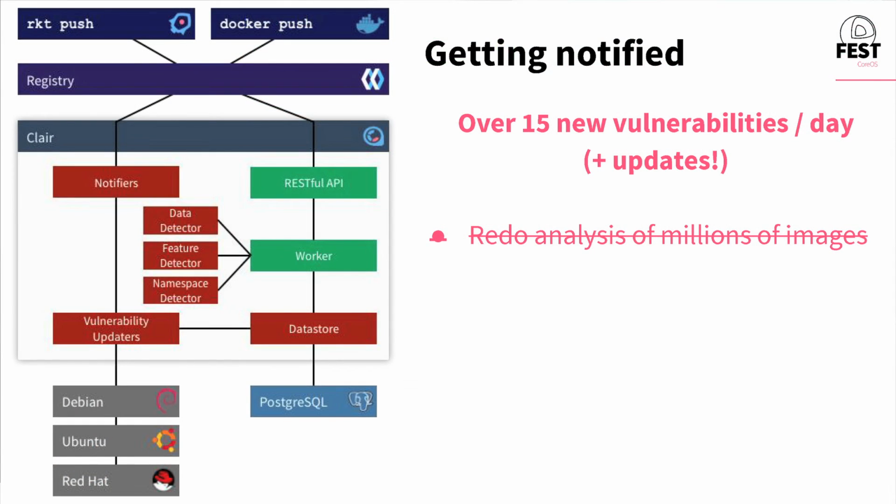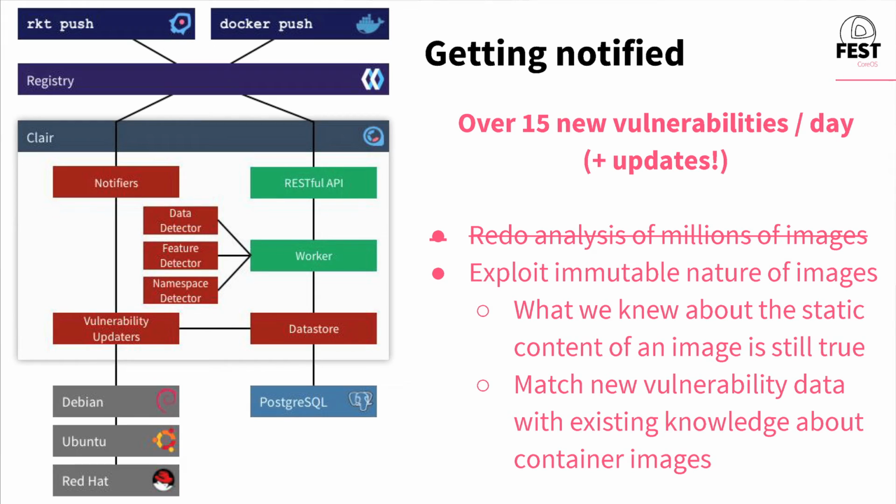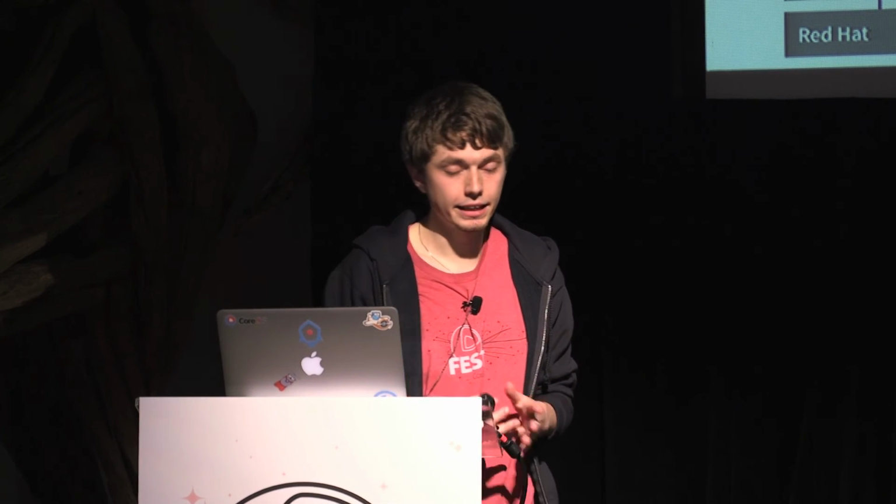Instead, we exploit the immutable nature of images. What we knew about the static content of these images was true, is true, and will be true in the future. So Clair instead matches the new vulnerability data with all the knowledge it had about these containers before, and will be able to send notifications to the registries or clients saying, hey, your container that we analyzed 2 months ago is now vulnerable to that very new vulnerability.